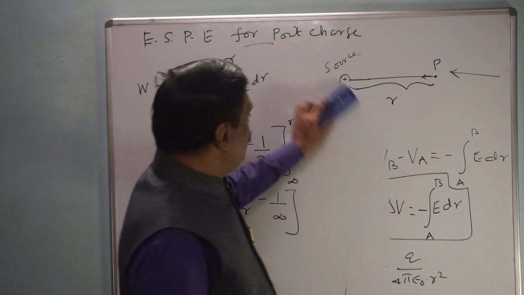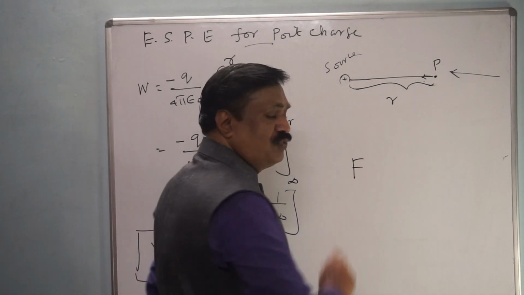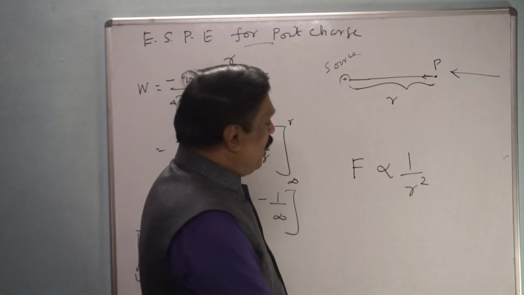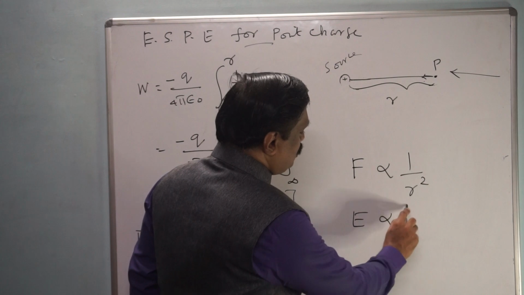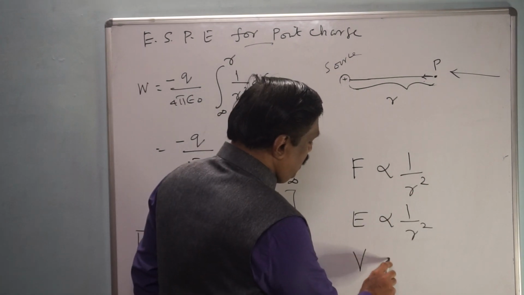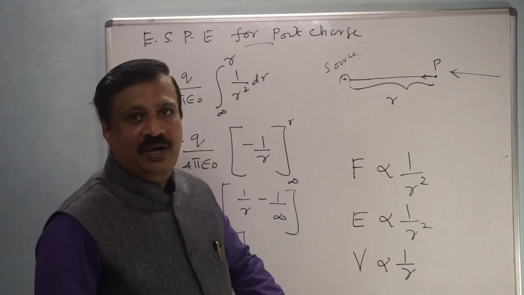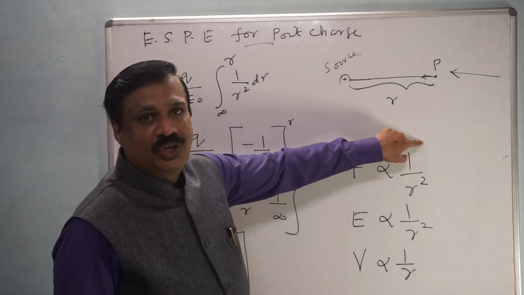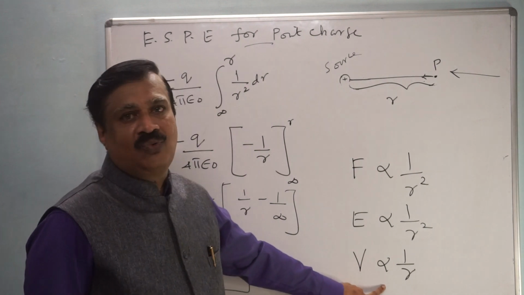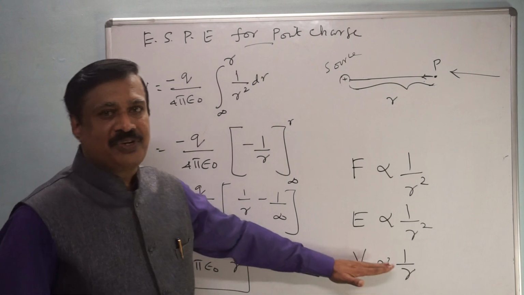Here you have to understand that the electrostatic force, Coulomb's force, is proportional to 1 by R squared, and the electric field is proportional to 1 by R squared, and your potential is proportional to 1 by R. This you have to remember. In the force, two charges Q1, Q2 will come. Here only one charge will come. Here also only one charge is there. This is an important derivation from your examination point of view.